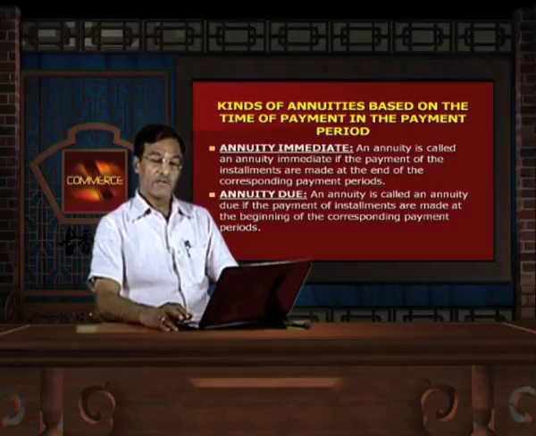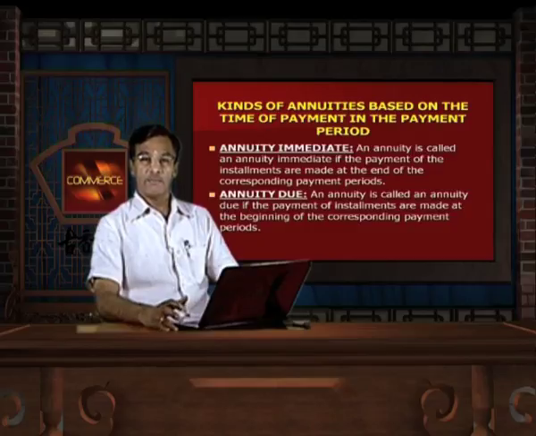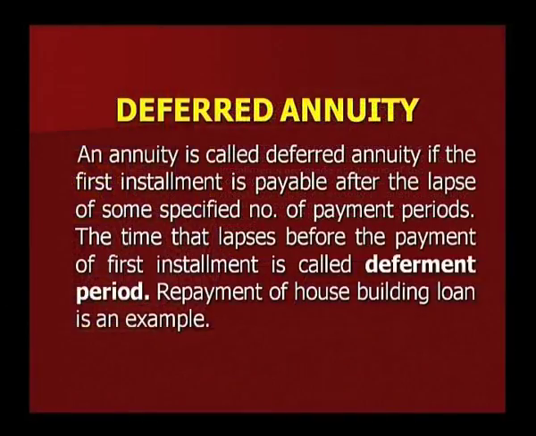The first, annuity immediate, in which the installment is calculated at the end of the time period, may be monthly, may be yearly, and in the annuity due, it is calculated at the beginning of the month or beginning of the year. Now let us discuss deferred annuity.